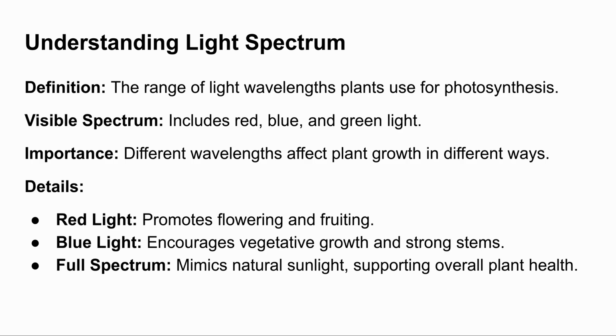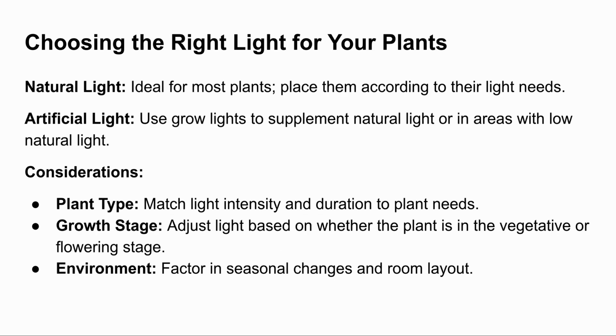Red light tends to promote flowering and fruiting in plants. Blue light encourages vegetative growth, which is the growth of stems, leaves, and greenery. And then full spectrum light is going to mimic natural light and support your overall plant health.